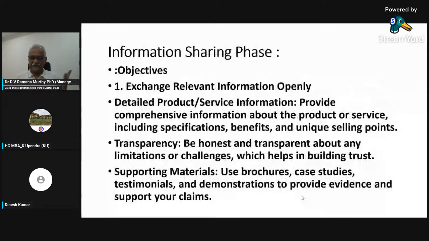Okay, two phases are over, the pre-stage and the opening. The third, very important, is information sharing. This is the crux of the matter.